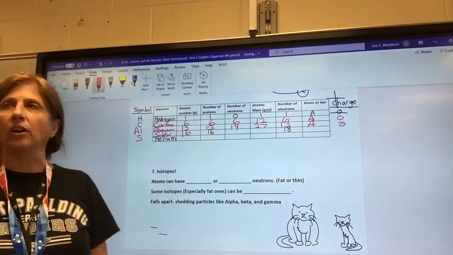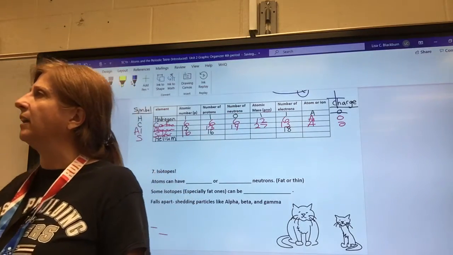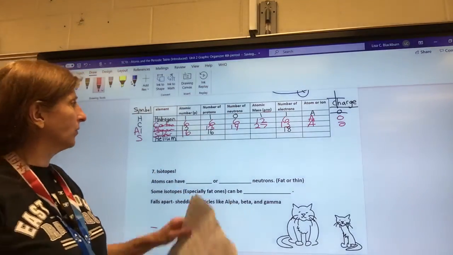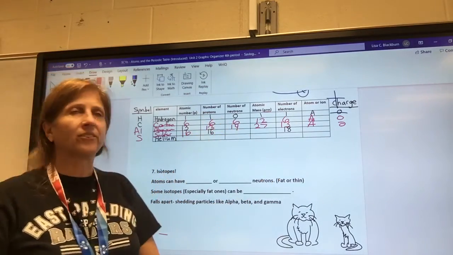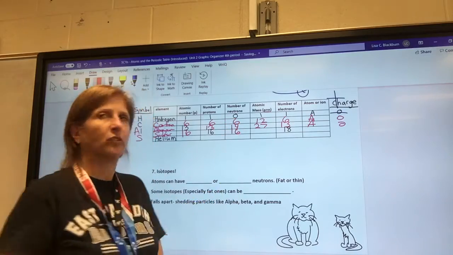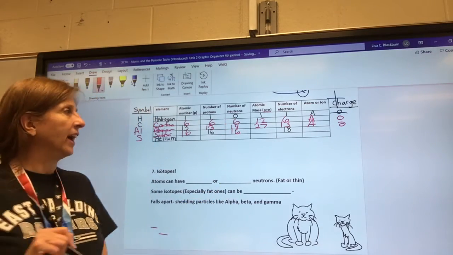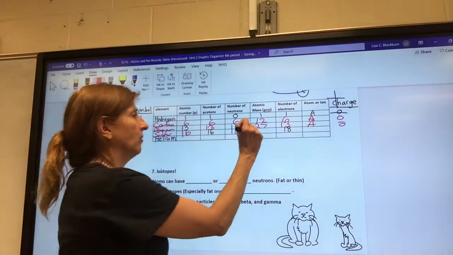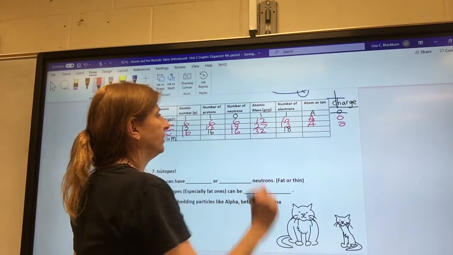The number of neutrons, we're going to look at the mass for that. It's 32. What's 32 minus 16? 16. So our neutrons are 16. Does everybody understand that? Okay. So what is its mass? Round it off. It's 32.